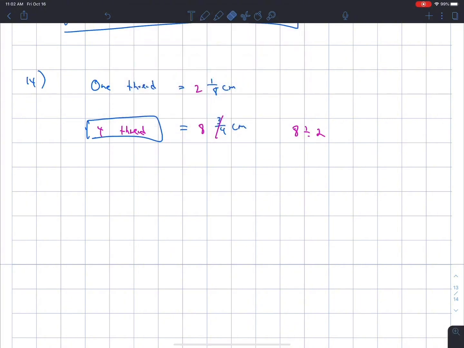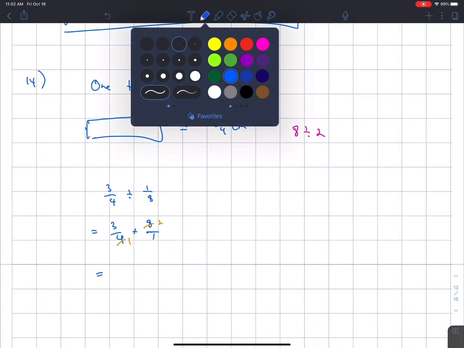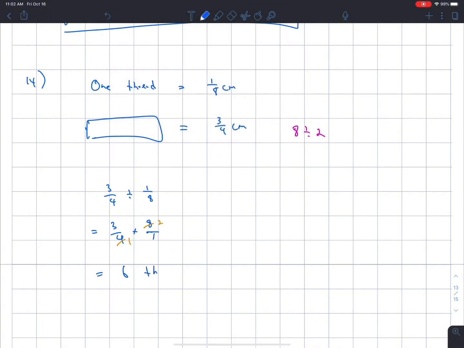If I'm dividing with difficult numbers like fractions here, I'm still dividing. If I'm dividing with easy numbers, the ones in pink, I'm still dividing with the more difficult numbers. So 3/4 times 8/1. I can divide this by 4 to get 1, divide this by 4 to get 2, and we get 6. And this will be 6 threads.